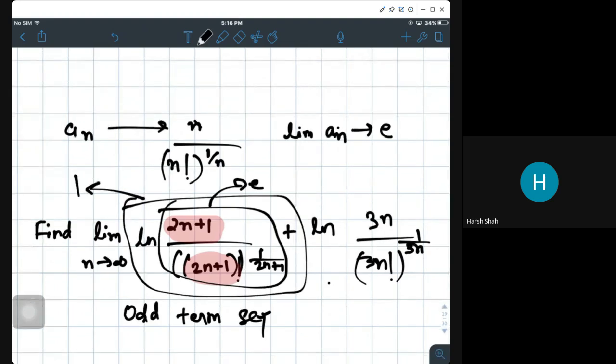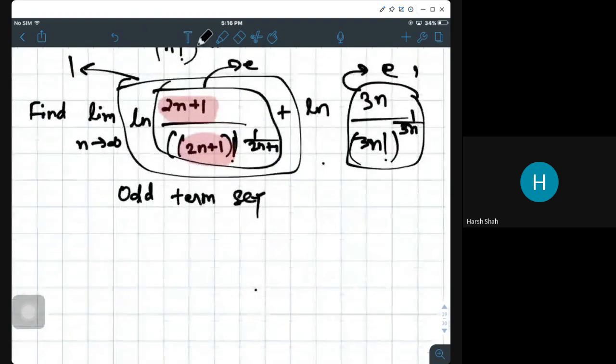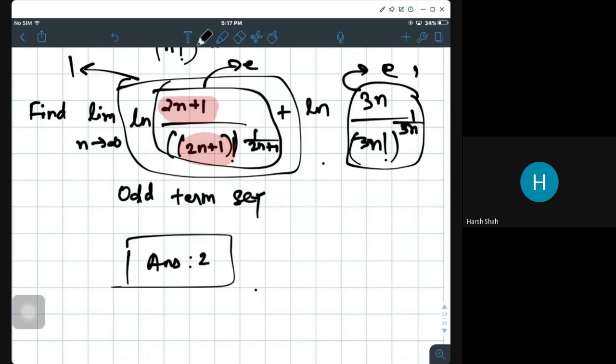Now similarly, if you see this part, this is my third term in the sequence: the third term, the sixth term, the ninth term, the 12th term. So this is also a subsequence, which means this will also go to e. Now the answer is 2, correct? Is this fine?